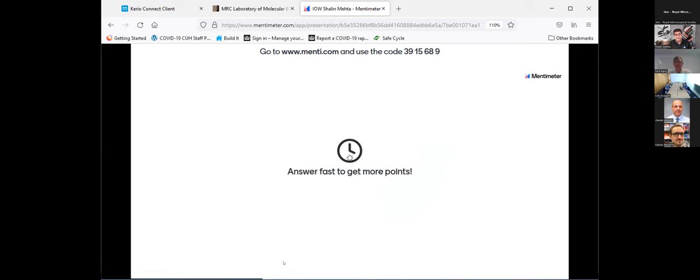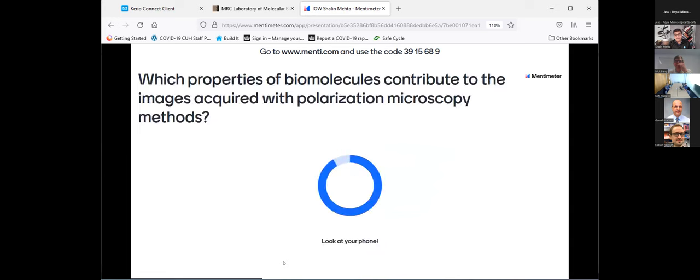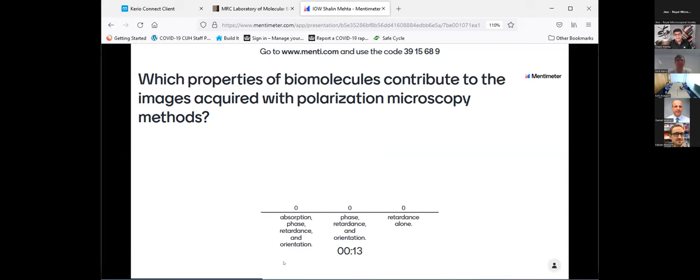There we go. I've got a very slow Mentimeter link today. Well, which properties of biomolecules contribute to the images acquired with polarization microscopy method? Is it absorption, phase retardance, and orientation? Phase retardance and orientation, or retardance alone? What do you think? Got 4 seconds left. Let's see who is quickest on the draw. Ooh, split between the two, and three got that one.